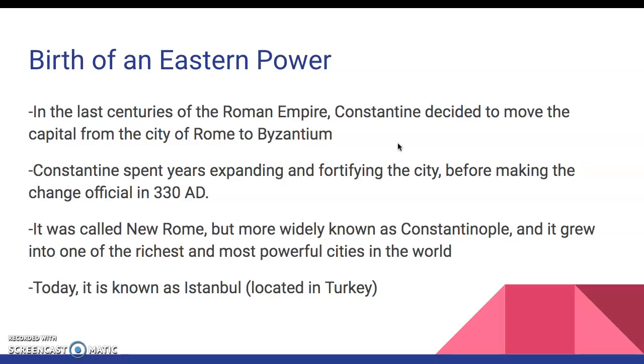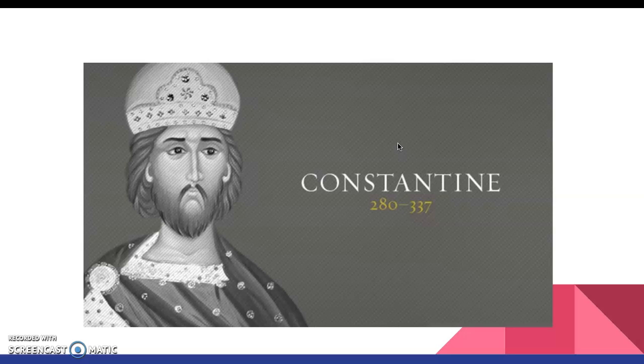In the last centuries of the Roman Empire, Constantine decided to move the capital from the city of Rome in Italy to Byzantium. Constantine spent years expanding and fortifying the city before making the change official in 330 AD. It was called New Rome originally, but more widely known by the name that would become the official name of it, Constantinople, which means the city of Constantine, and it grew into one of the richest and most powerful cities in the world. Today it is known as Istanbul and is located in Turkey.